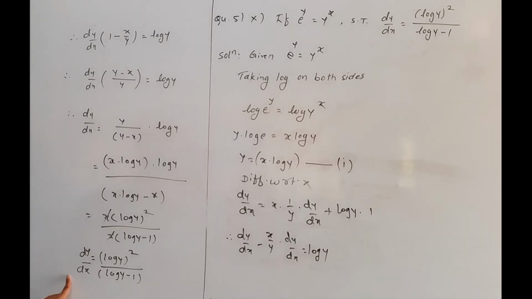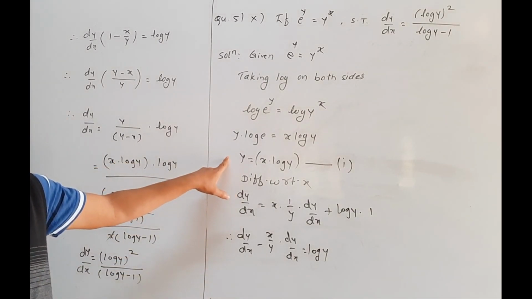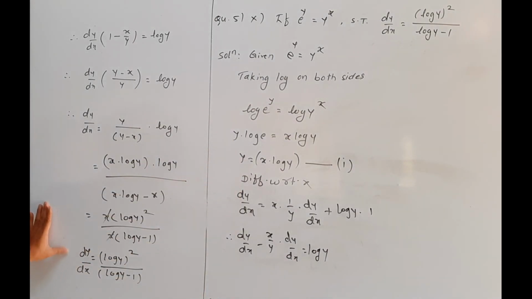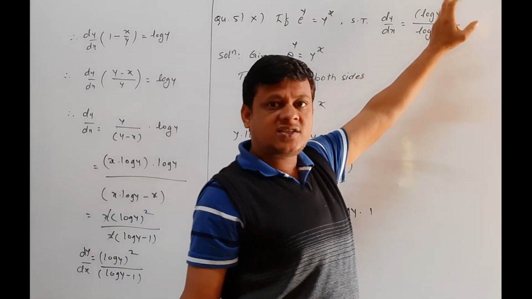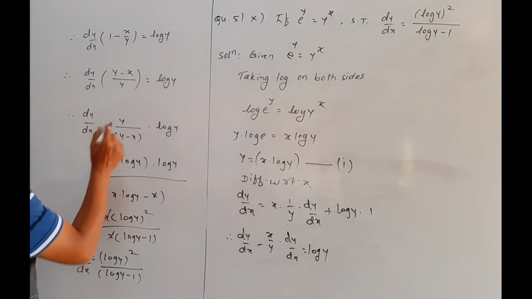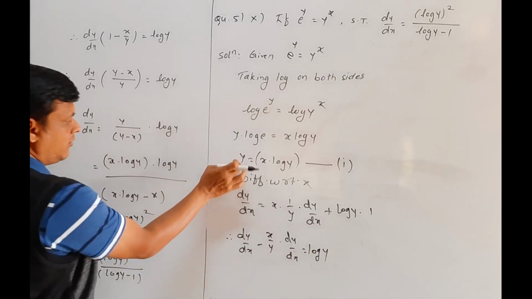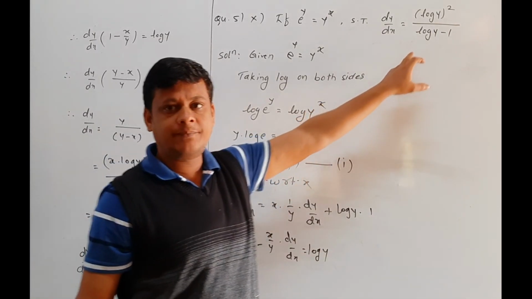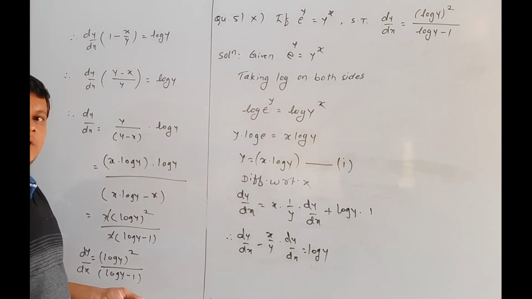So in this way we prove it. When we require, you can write the equation number for putting that value. Here we have to show dy by dx equals (log y) squared upon (log y minus 1). So we write this y in terms of log y. We write y as x log y from equation number 1, and here also this y as x log y, because in the denominator also we required log y. So in this way we complete exercise 1.3.